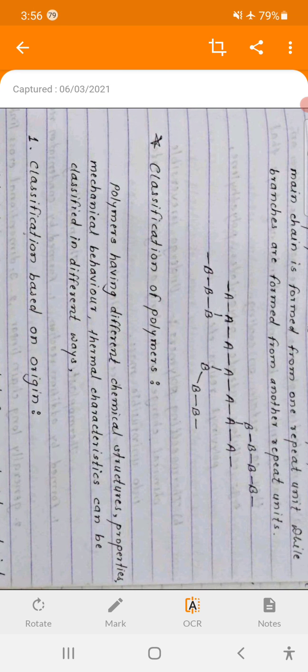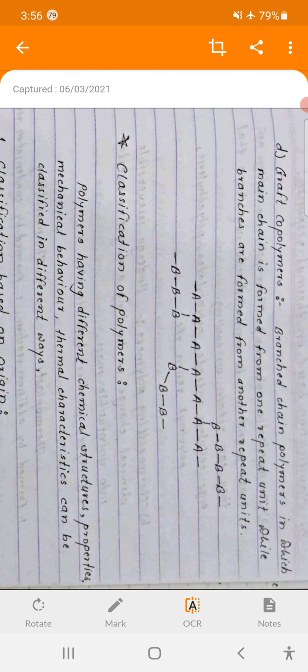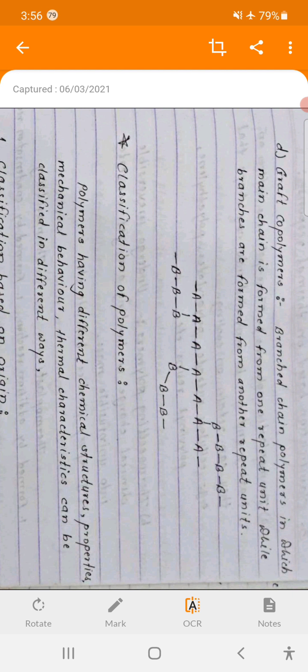These are classifications of polymers based on the arrangement of monomers. Last type is graft copolymer. Here the backbone chain is formed from a single monomer and branches are formed from another type of monomer, and these are known as graft copolymers.